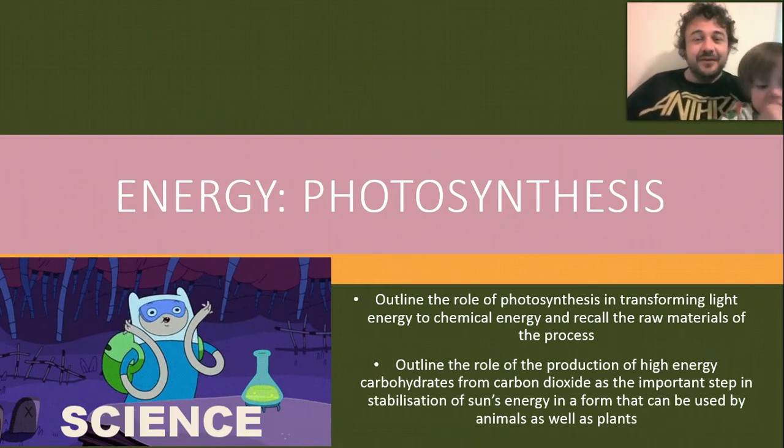So in our first video on energy, we're going to look at photosynthesis. We're going to look at what it does as a way of fixing carbon dioxide into a useful form, and we're going to outline basically the role of photosynthesis in the production of high energy carbohydrates and what that means for us with organic chemistry.